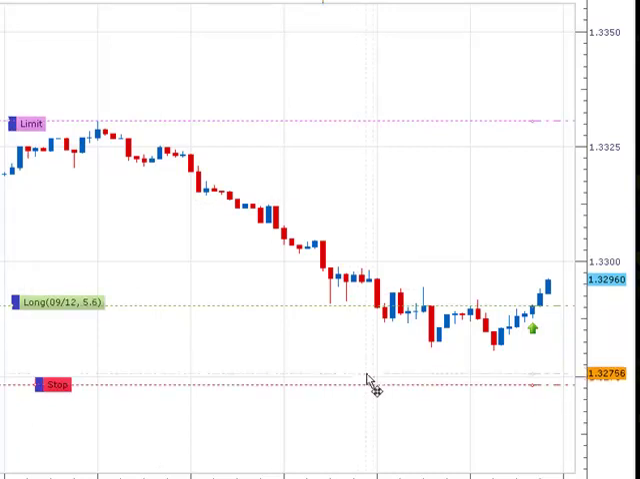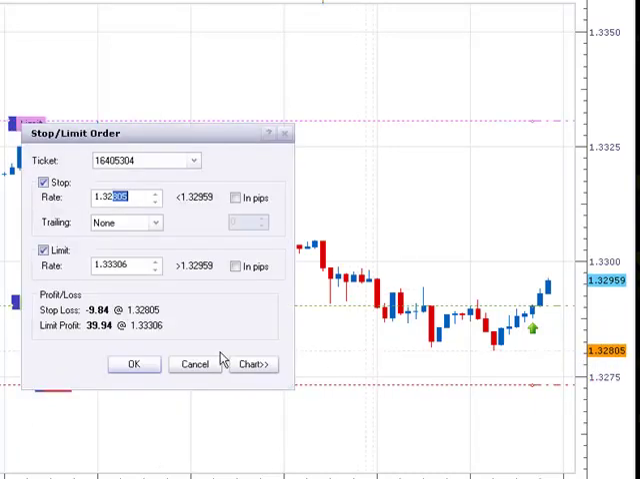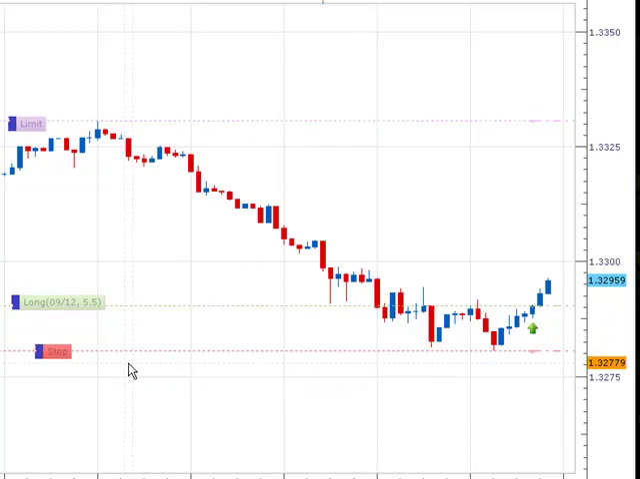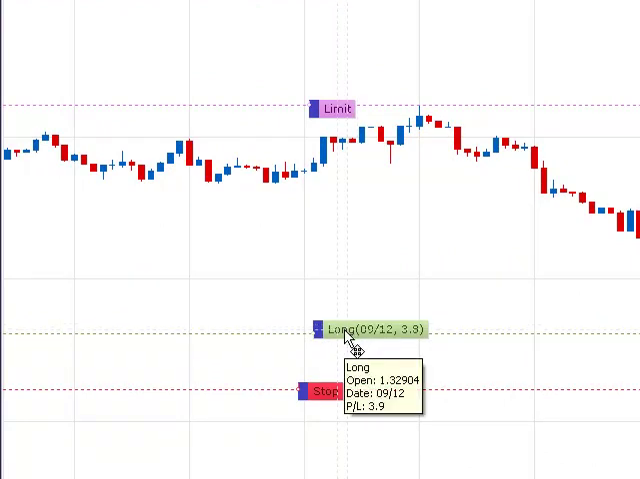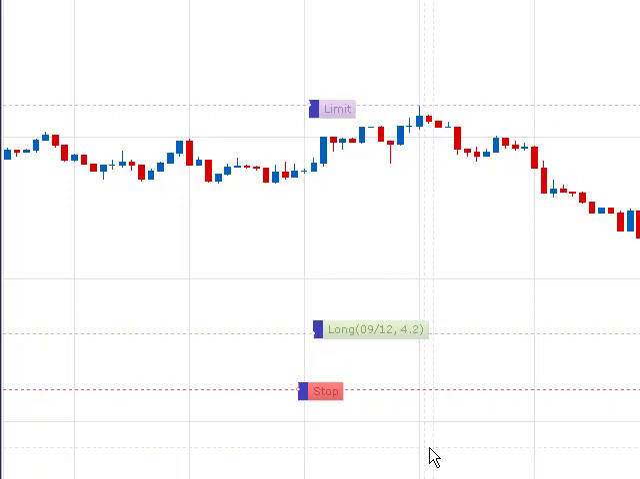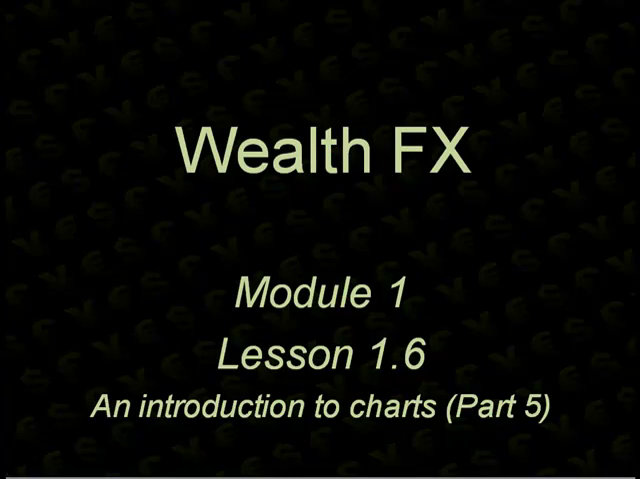It is a good idea that you spend some time placing trades, changing your stops and limits, and closing trades out from the charts. This lesson is not about making profit, but understanding the functionality of your MarketScope charting software. This is the end of lesson 1.6, Introduction to Charts. In the next lesson, 1.7, we will cover some basic trading strategies and start discussing placing trades with a plan.